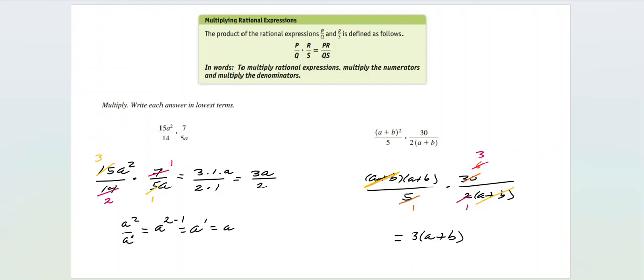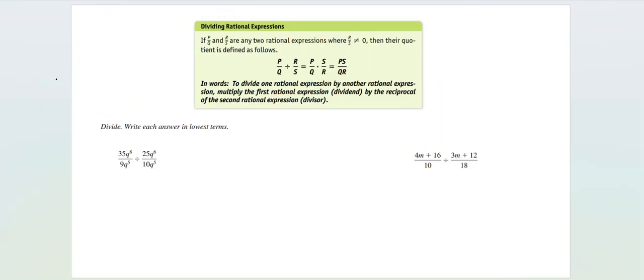And finally, we get to the division of rational expressions. So how do we divide rational expressions? They say that if P over Q and R over S are any two rational expressions where R over S is different from 0, then the quotient is defined as follows. P over Q divided by R over S will be the same as P over Q times S over R. So S over R is the reciprocal of R over S.